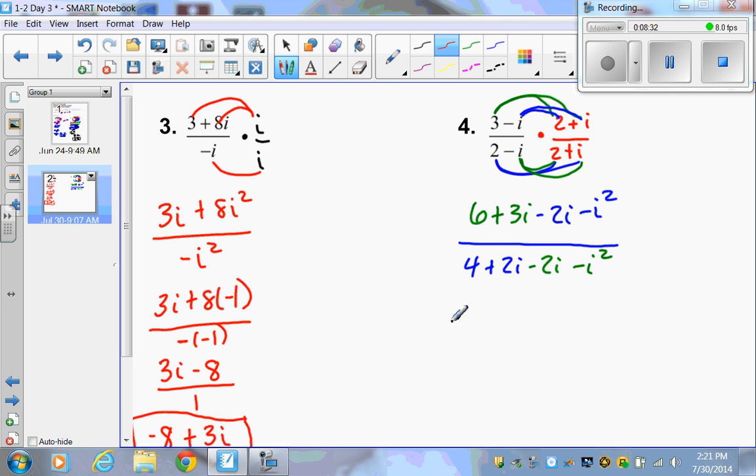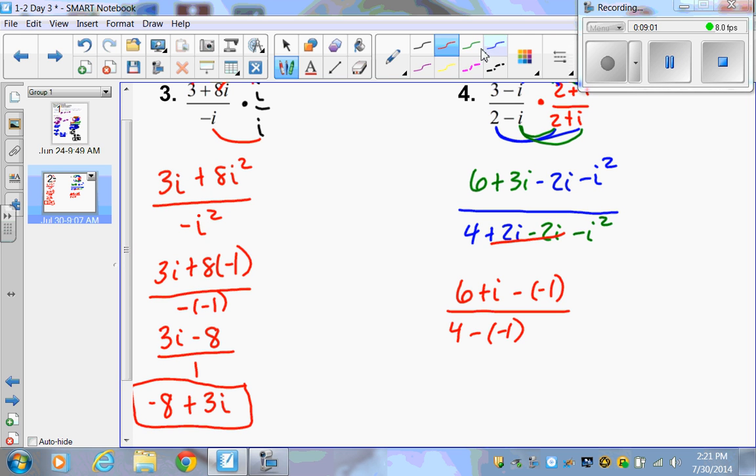Collect like terms. So this is really 6. Positive 3i and negative 2i is really going to make a positive 1i. And then that's really a negative negative 1, all over 4. Those cancel. And that's going to be minus a negative 1. So in reality, what we have here is 6 plus i. A negative negative 1 is really a plus 1. And 4 minus negative 1 is really 4 plus 1.